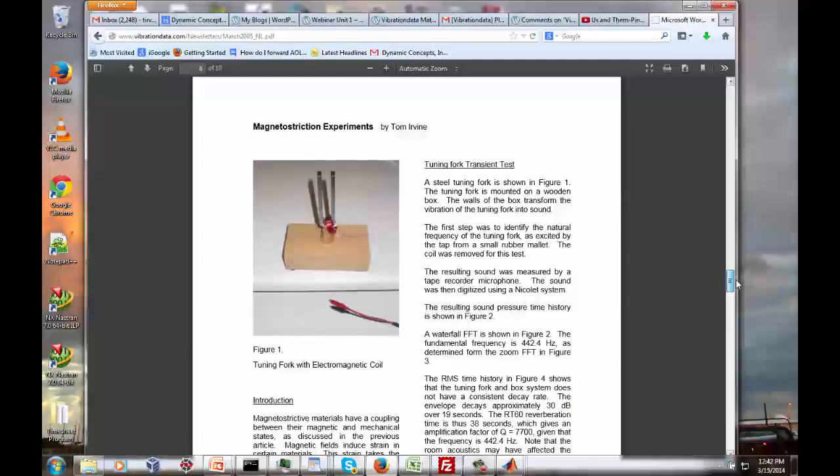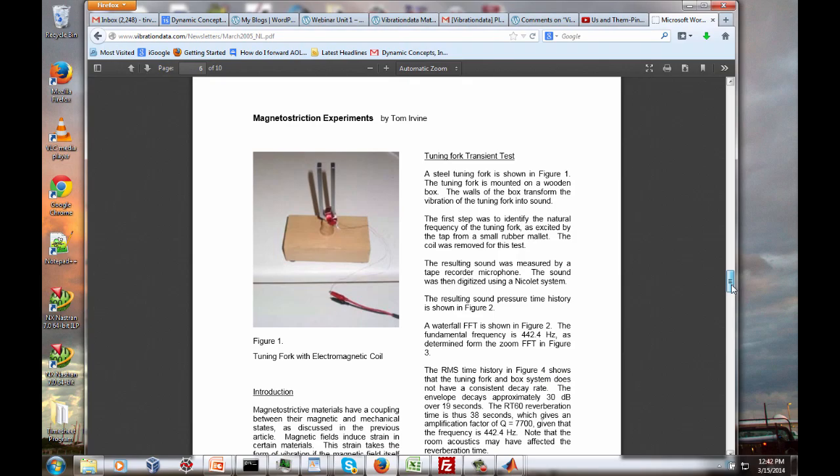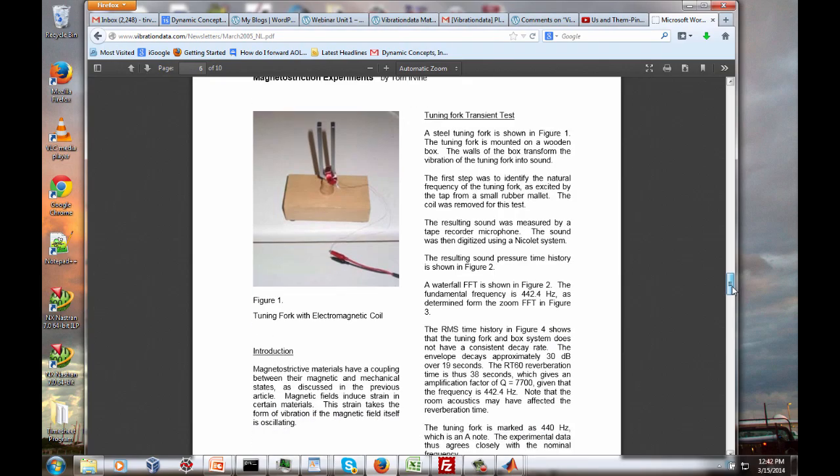So there's a little better view of it. So what was the frequency of this tuning fork? Well, if you remember from previous exercise, it was an A note, and it was at 440 hertz. And actually, I have a little note to myself here that as measured, it was 442.4 hertz.